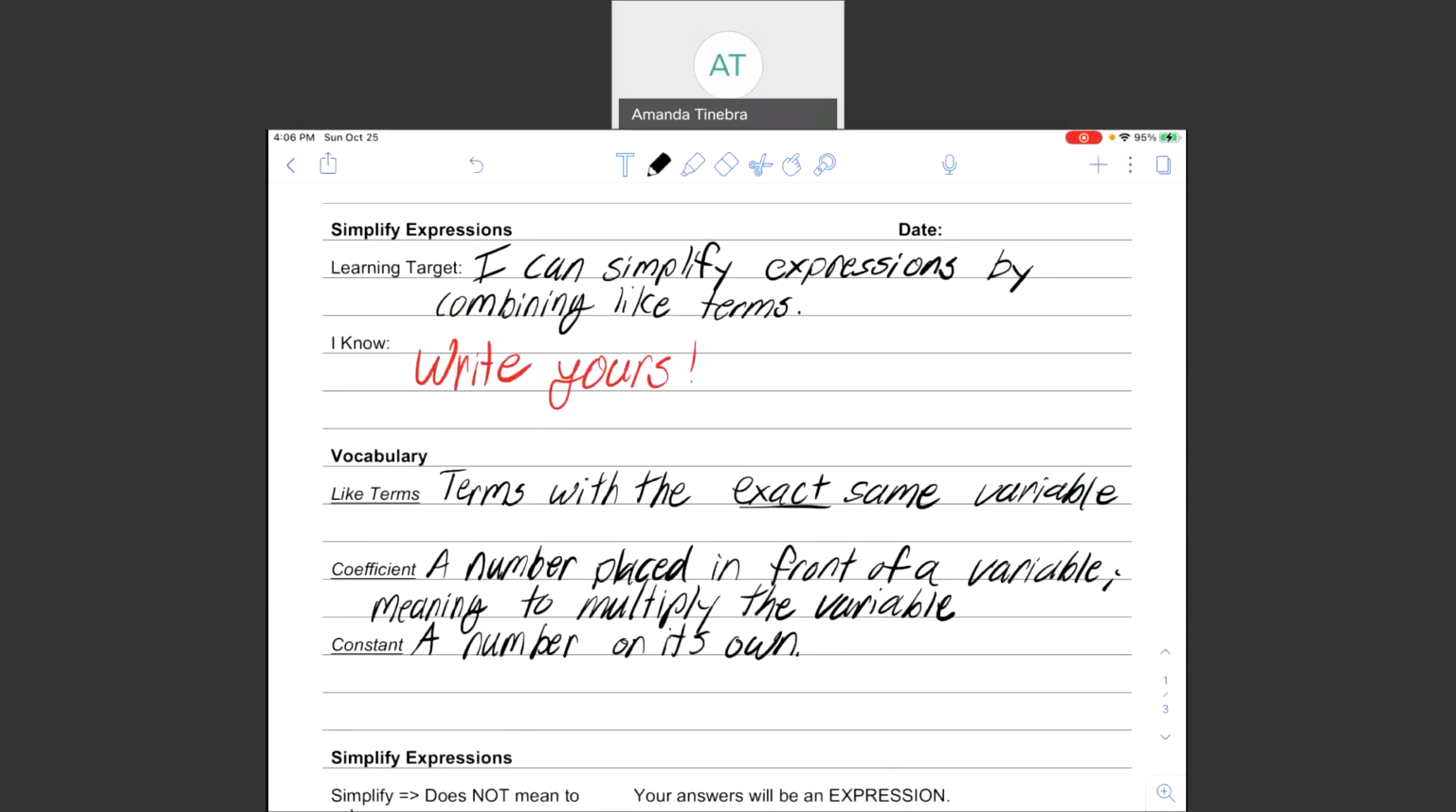For today's video, we are going to talk about simplifying expressions. So our learning target today is, I can simplify expressions by combining like terms. Please make sure you write down the date that you're watching this video.